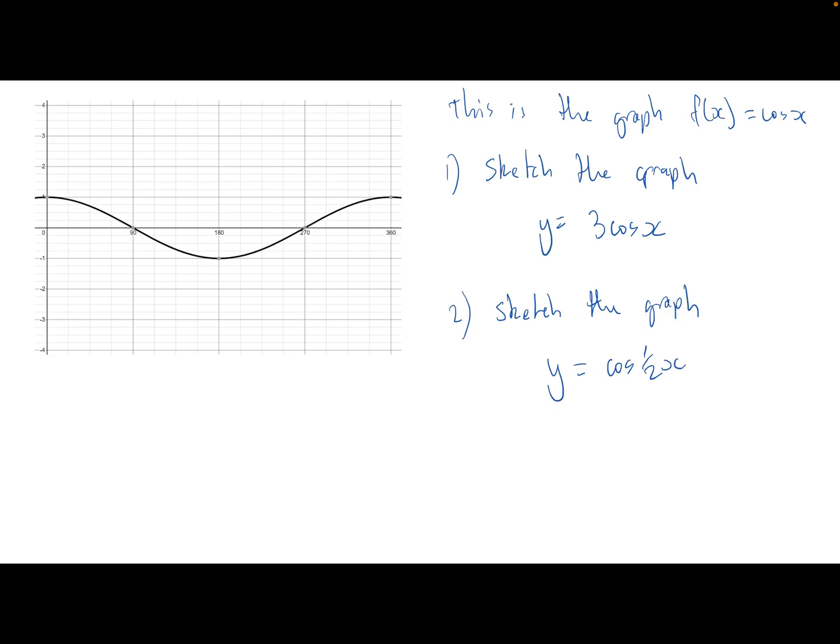Now, so here we go. This is the graph of f of x equals cos x. Sketch the graph y equals 3 cos x. So that'll be nice and easy. It's going to be a stretch. This will be stretch is male. So stretch in the y-axis, scale factor 3. So it's going to look like this. Okay, remember you need to know what your cosine and sine and tan graphs look like. Okay, so that's easy.